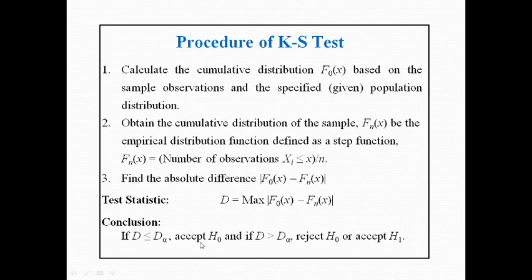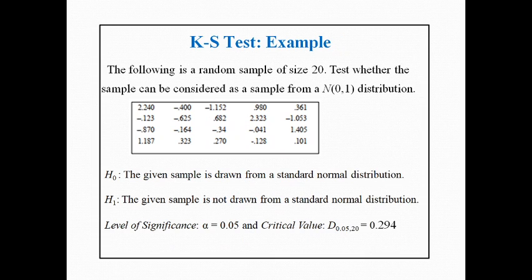we fail to reject H naught, that means we accept H naught. And if your D is greater than D alpha, then we reject H naught, or we can say that we accept the alternative hypothesis. So we will see the KS test through one simple example.